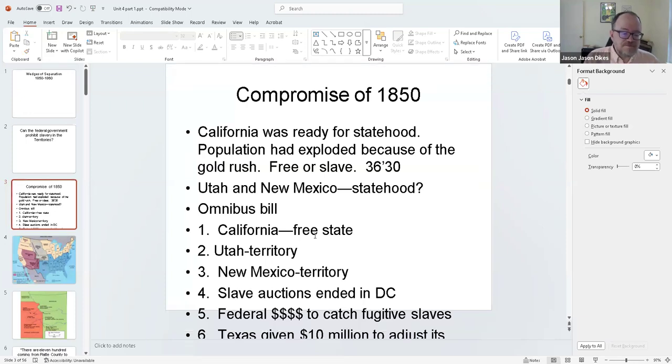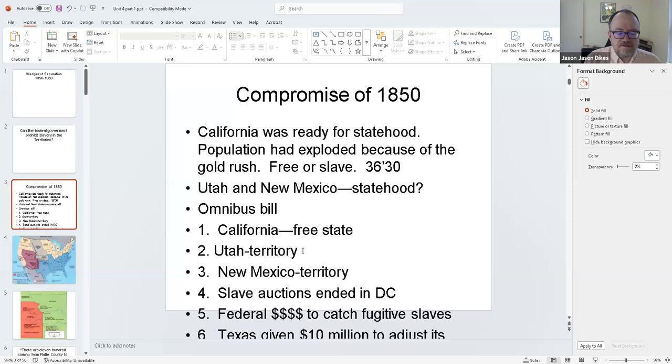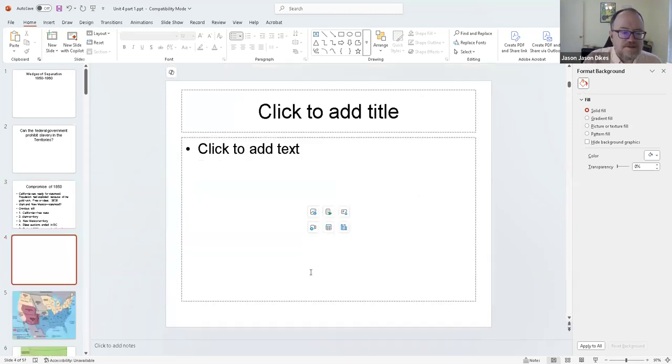So that's the Compromise of 1850. Again, there's something in there for the free states. There's something in there for the slave states. And like any good compromise, nobody gets everything they want.